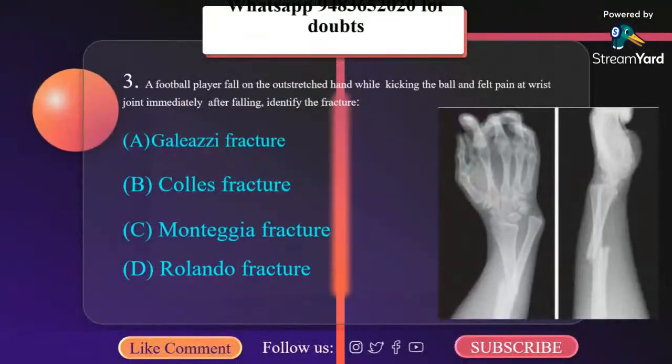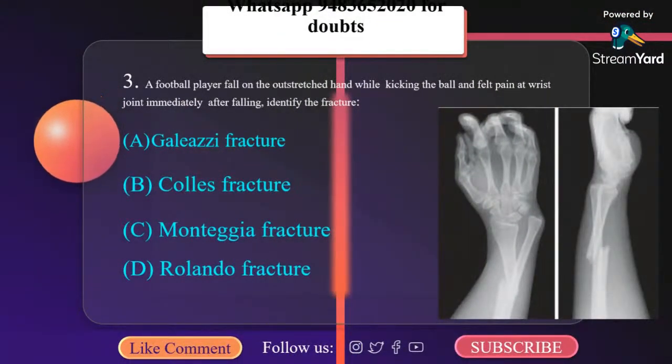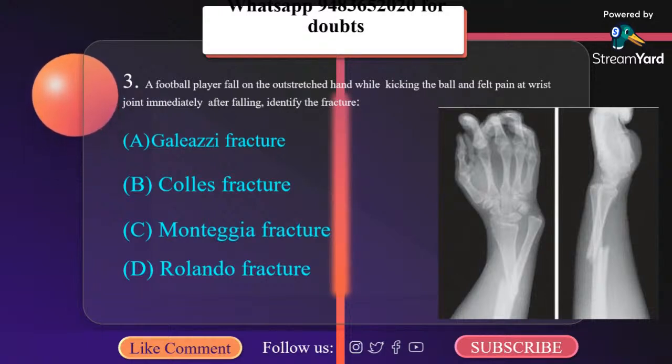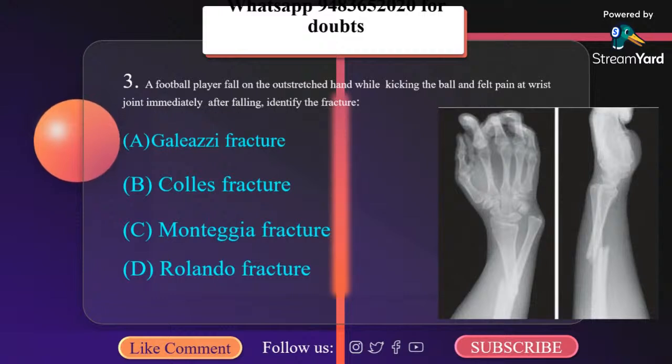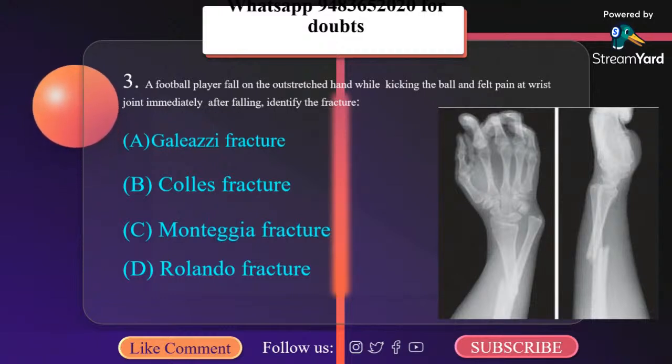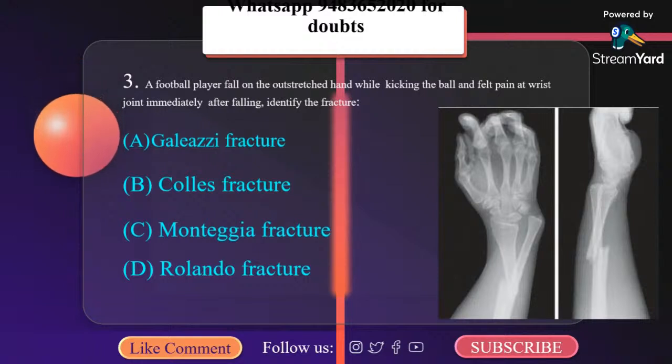A football player falls on an outstretched hand while kicking the ball and felt pain at the wrist joint immediately after falling. Identify the fracture. A. Galeazzi fracture. B. Colles fracture. C. Monteggia fracture. And D. Rolando fracture. Now let us look at the options carefully.